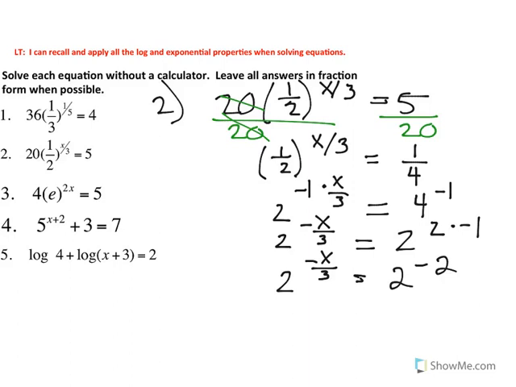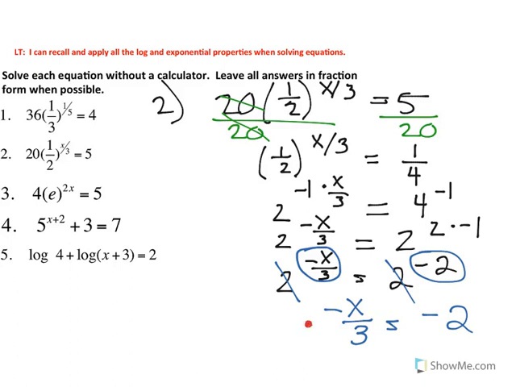Which is good because the bases of my exponential pieces are the same, so I can drop the bases and the powers that are left equal each other. Negative x over 3 equals negative 2. To solve for x, I need to get rid of everything else. So I need to get rid of the negative 1 over 3. And the only way I can do that is by multiplying by its reciprocal on both sides. And x equals positive 6.